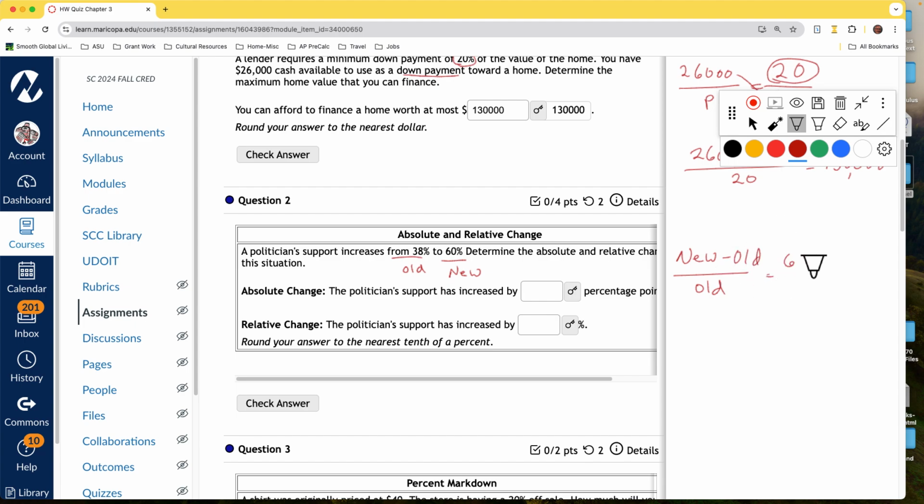New minus the old is going to be 60 minus 38. We will divide that by 38, but we'll do the top part first. That gives us 22 divided by 38. The 22 is the absolute change. So the absolute change is when we do the subtraction, new minus the old. The relative change is taking that number, the new minus the old, dividing it by the old, and then multiplying by 100. So take 22 divided by 38, and then multiply it by 100. What do we get?